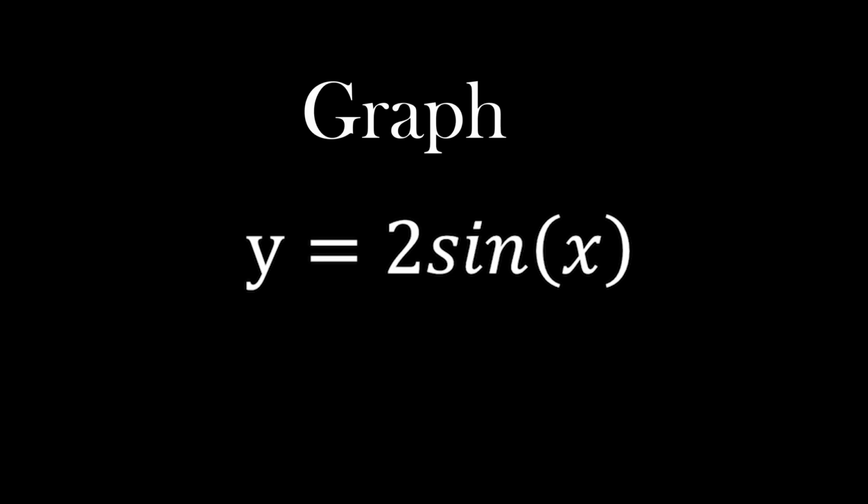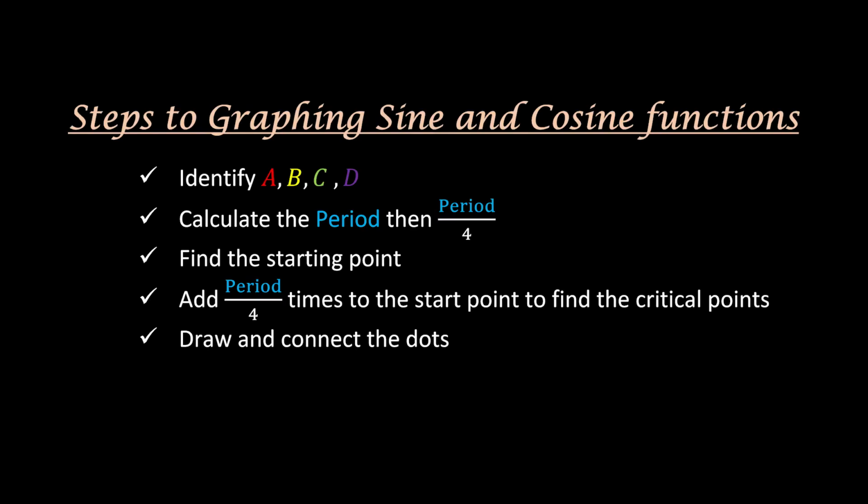For this question, we have to graph y equals 2 times sine of x. But before we do anything, let's systemize our plan of attack. I've broken down answering these types of questions into 5 different steps. Step 1 is to identify the variables a, b, c, and d. Remember, these are the variables that we found when transforming our function into general form.